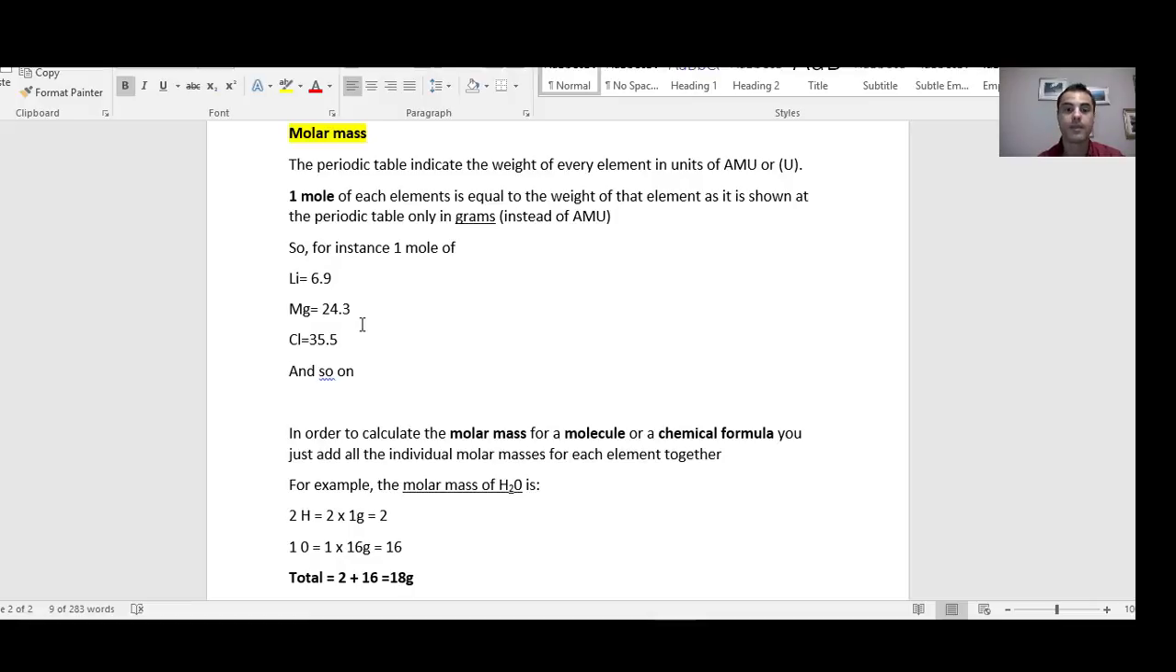But when you have a formula, the molar mass of the whole formula, so the molar mass of water here, for instance, is you have 2 hydrogens, therefore you say 2 times 1. The weight of hydrogen is approximately 1, so it's about 2. And 1 oxygen atom, therefore 1 times 16, since the weight of oxygen is about 16, and the total will be 2 plus 16 equals 18 grams. So one mole of water weighs 18 grams.